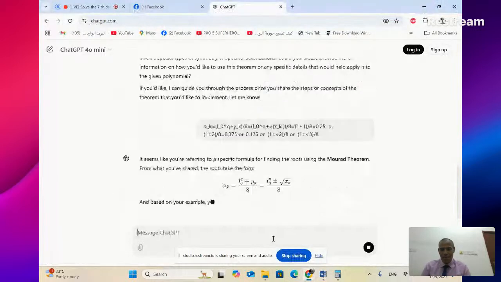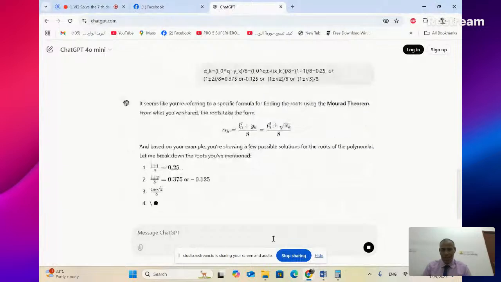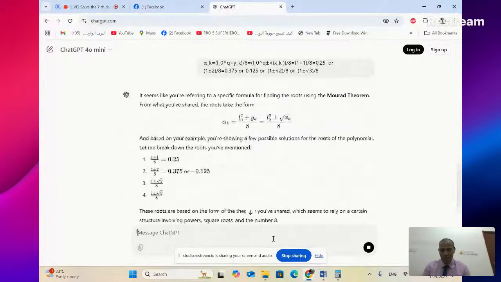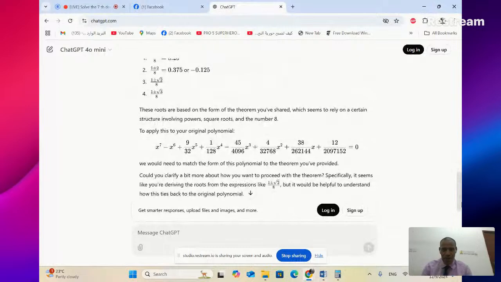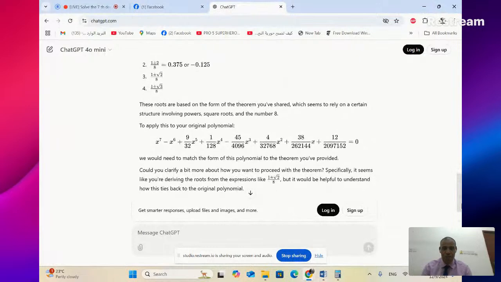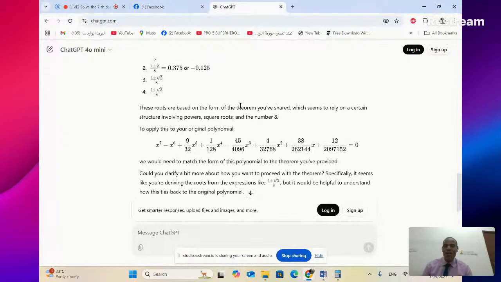He wrote my own roots, okay? These are based on the form of the theorem you have shared. You see, the AI got my point, meaning that it shared something which seems to rely on a certain structure involving powers, square roots, and the number 8, to apply to your original polynomial.